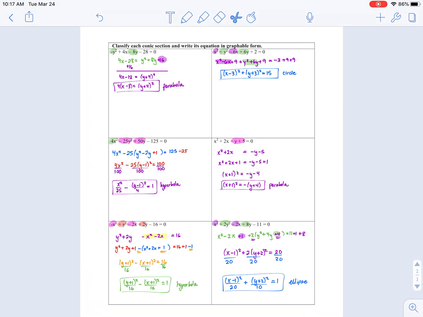Welcome back. Here are your answers. These are your standard forms for your different shapes. None of them were special cases. It's just getting you thinking about our standard form.